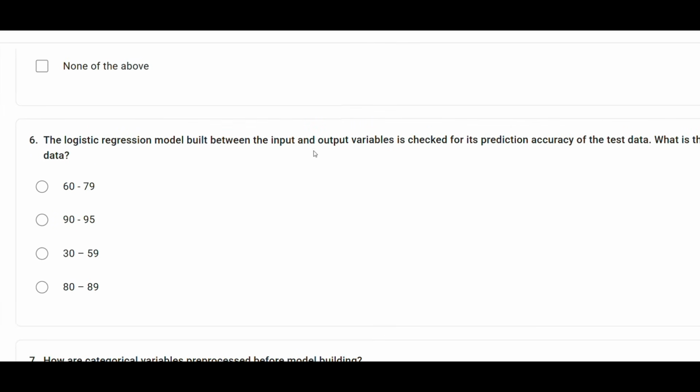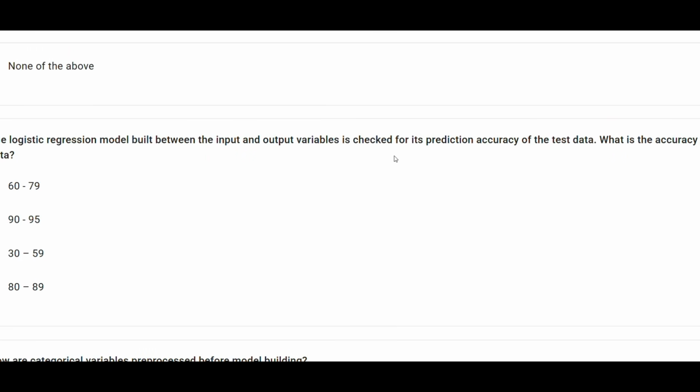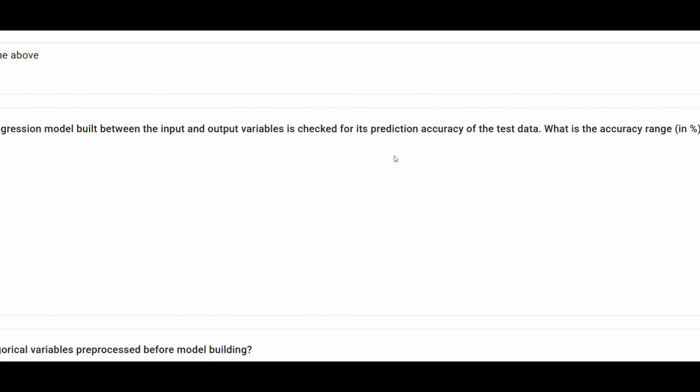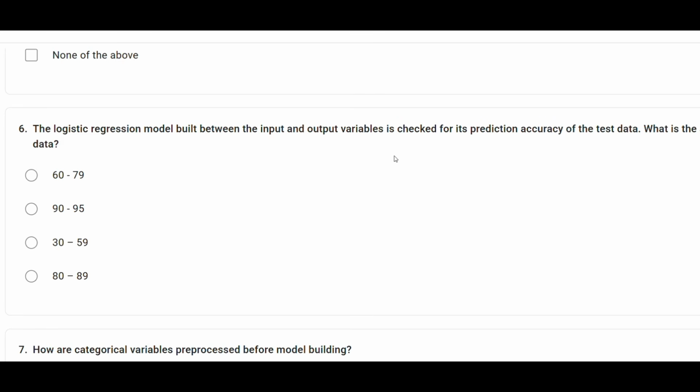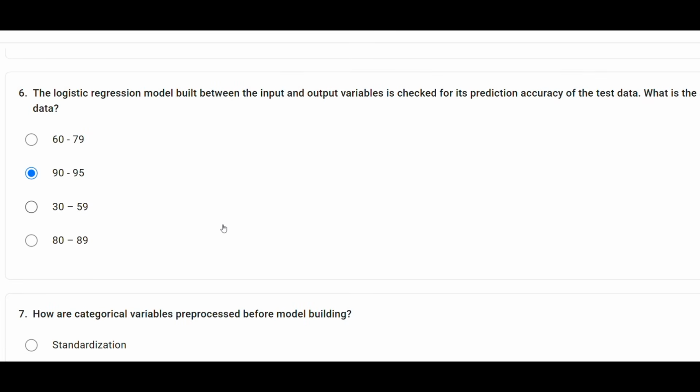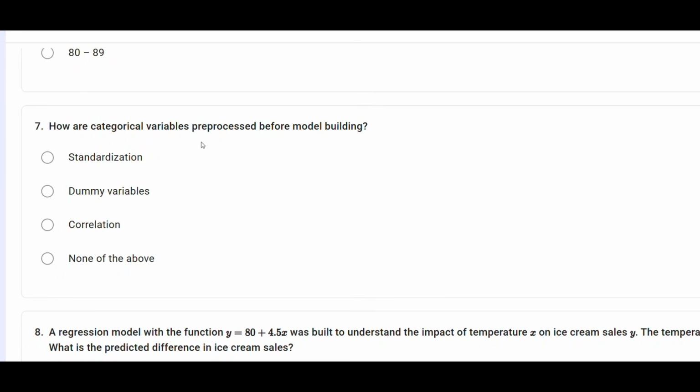Then come to the sixth one. The logistic regression model built between the input and output variables is checked for its prediction accuracy on the test data. What is the accuracy range in percentage? So the accuracy range will be 90 to 95.